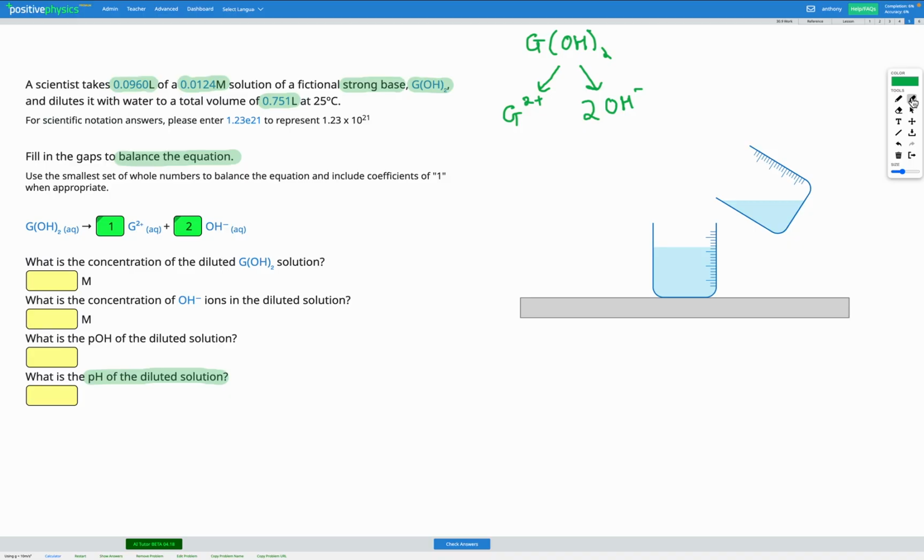Our next step is to find the concentration of the diluted GOH2 solution. We are told in the question the initial volume, that will be V1, and initial molarity of our solution. Then we're told it's diluted, and we're given the final volume, that will be our V2. We're trying to find our final concentration, that will be our M2. So let's head to our reference sheet.